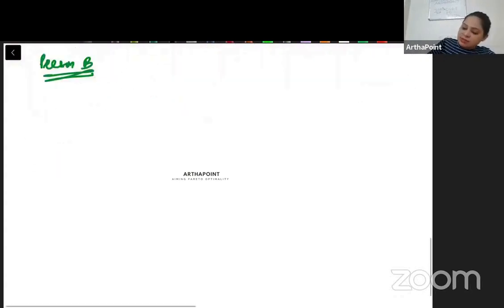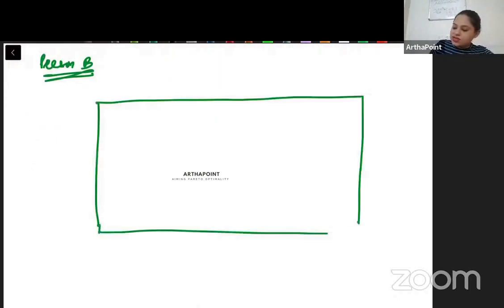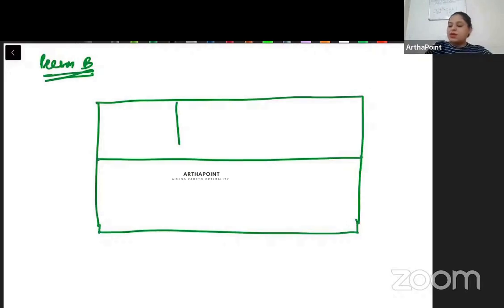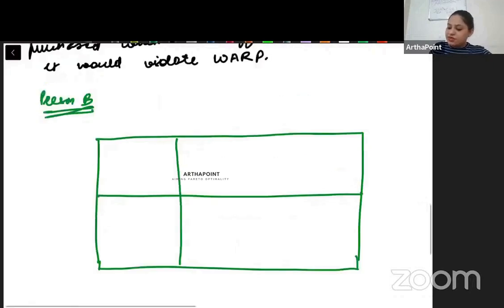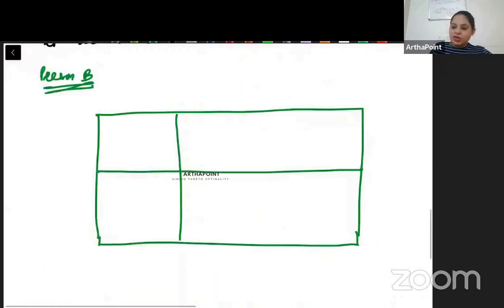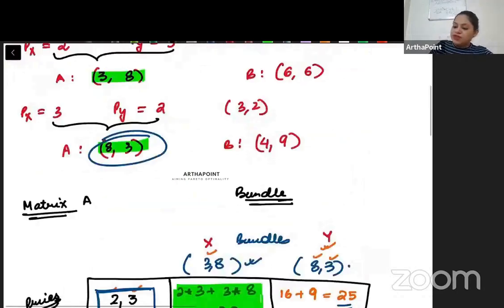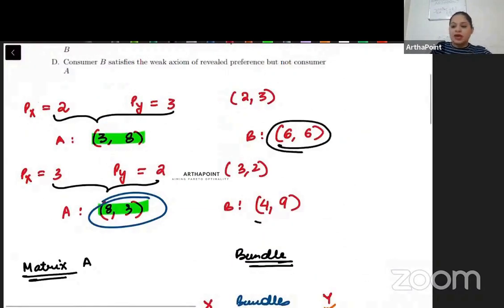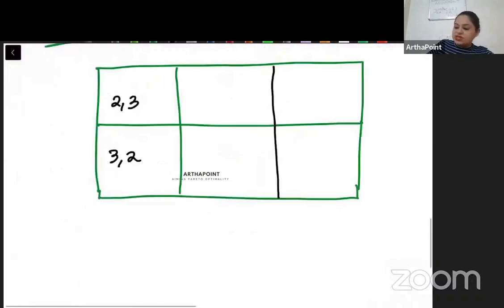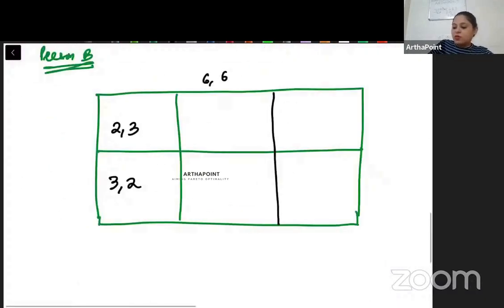Person 2, I will make the same matrix beta. So the matrix is going to consist of prices and bundles. My prices are 2, 3 and 3, 2, 2, 3 and 3, 2. And the bundles of B: at 2, 3 he was preferring 6, 6, and then 4, 9. So 6, 6 and 4, 9.